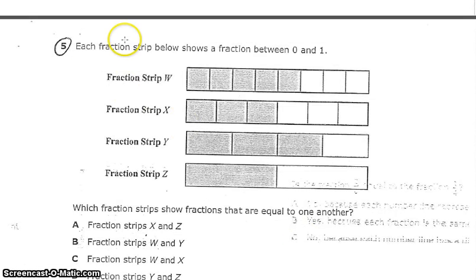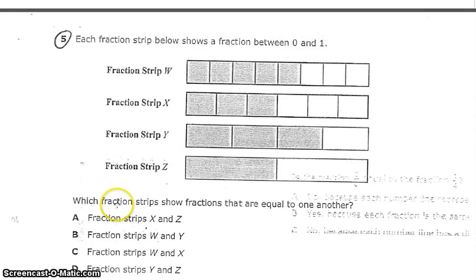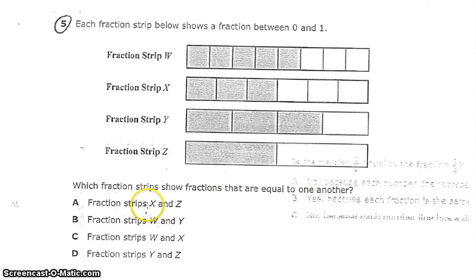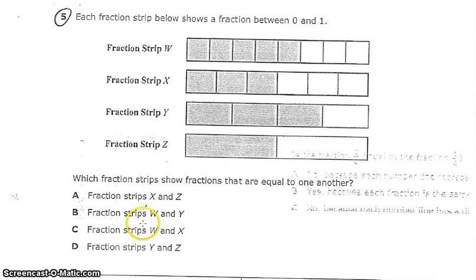5. Each fraction strip below shows a fraction between 0 and 1. Which fraction strips show fractions that are equal to one another? A. X and Z. B. W and Y. C. W and X. D. Y and Z.